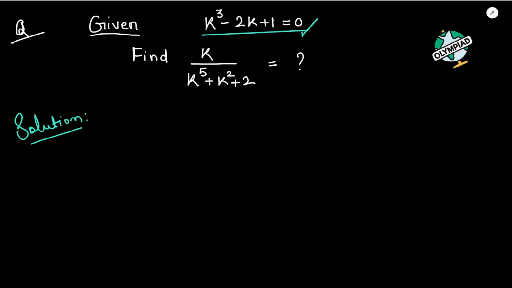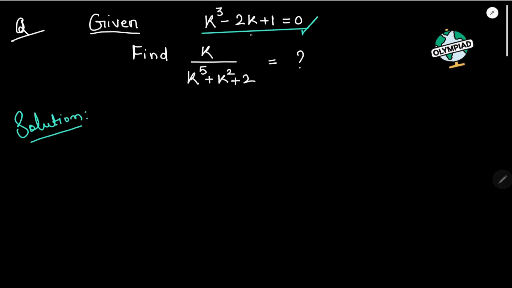We have a question here: k cube minus 2k plus 1 is equal to 0, and we need to find the value of this expression. Whenever we have these types of questions, we always use whatever is given. We are given k cube minus 2k plus 1 equal to 0.